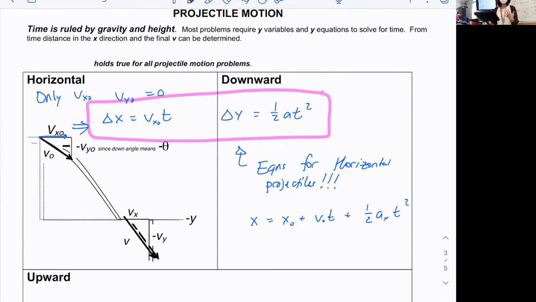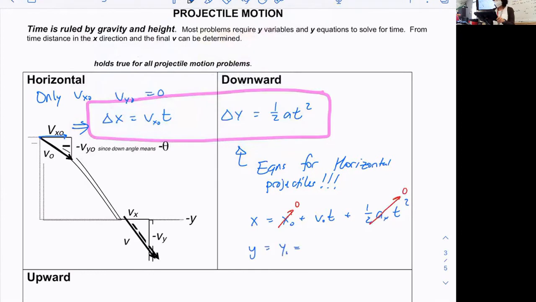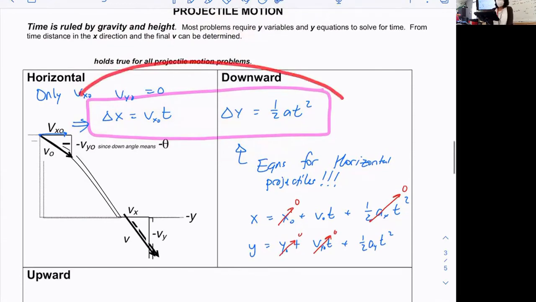But it simplifies down. If it's a horizontal projectile, for the x, the initial x position is 0 and there is no initial x velocity. For the y, if I substitute in y values, oops, that's not an equal, that's a plus, I don't have an initial y position, I don't have an initial y velocity, and so it simplifies. So the equations are on your equation sheet, they're just not necessarily in the format you have. But again, this should be key for horizontal projectiles.